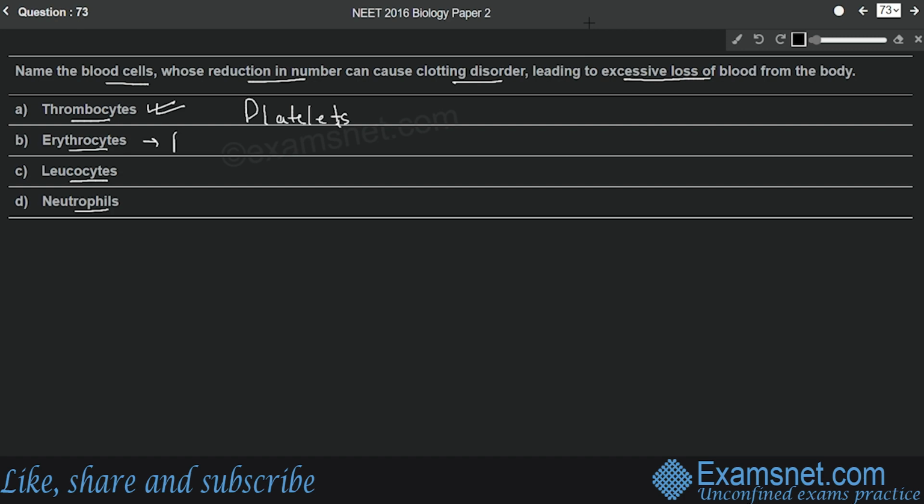Erythrocytes are the red blood cells, RBCs, which contain pigments known as hemoglobin, and this hemoglobin is responsible for transporting oxygen to various parts of our body. Then the third one is leukocytes. This is a type of WBC, that is white blood cell. And the last one is neutrophil. It is also a type of white blood cell that is responsible for the immunity in our body. So according to this question, the correct answer is the first one, option number A.